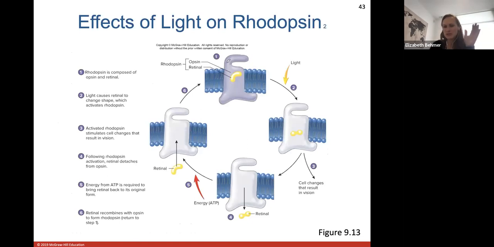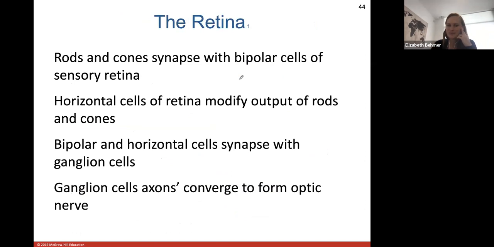And this goes through these 6 steps. I don't think you're tested on this, but it just shows you how light dissociates these pigments from each other, and that changes the shape to help you be able to see with this pigment.